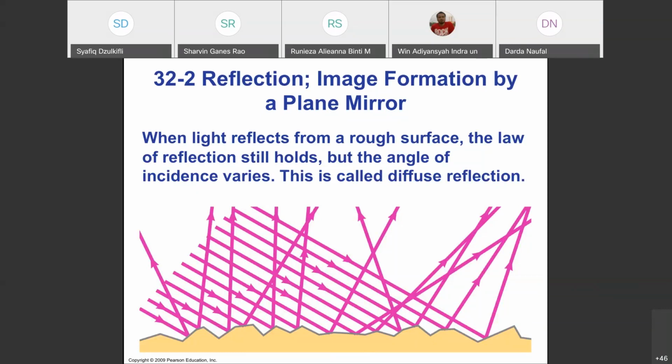What about if the mirror is rough? It's not plane. If you see here, the mirror is a rough surface. When light reflects from a rough surface, the law of reflection still holds, still the same. But the angle of incidence varies. This is called diffuse reflection. So it depends on the surface, is it plane or rough? But for both, the law of reflection, reflection angle equal to incident angle, is still the same.